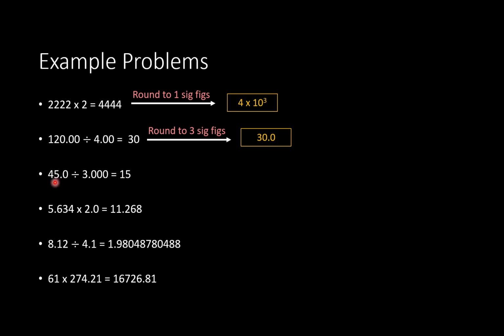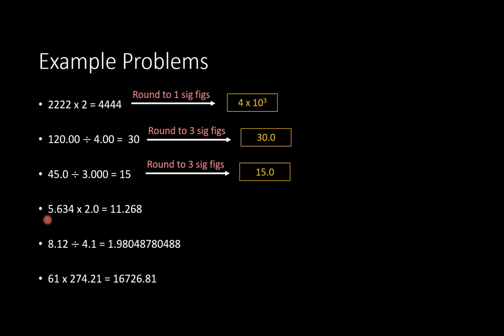For our next problem, we have 45.0 divided by 3.000. And as you probably can tell, we have to round 15 to 3 significant figures, since 45.0 is the number with the fewest significant figures. And this will give us 15.0.